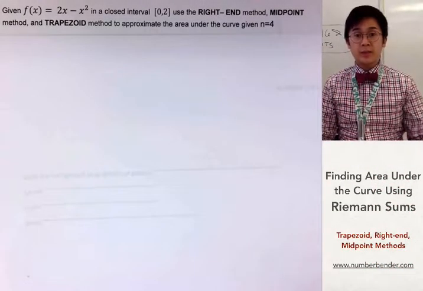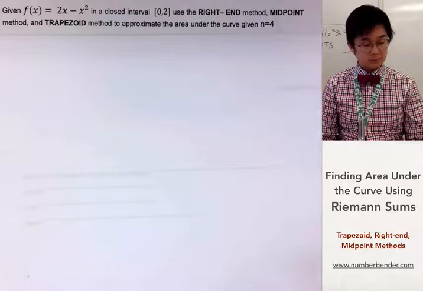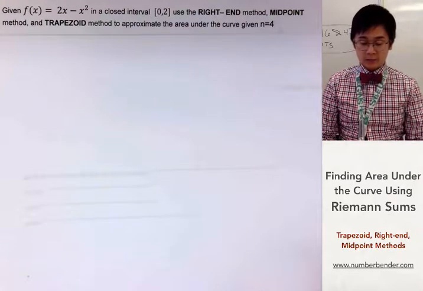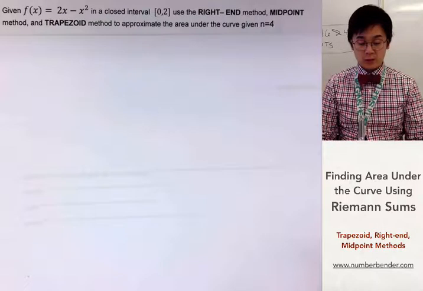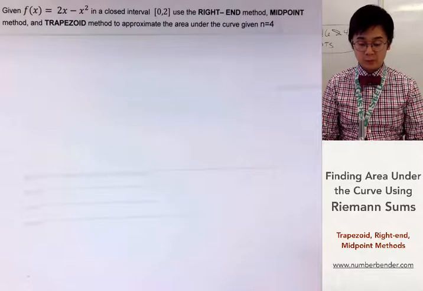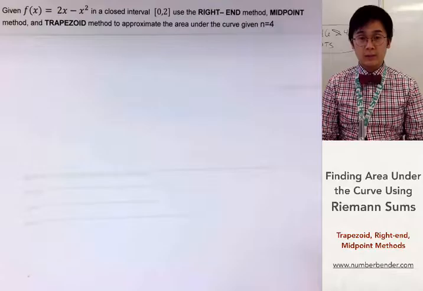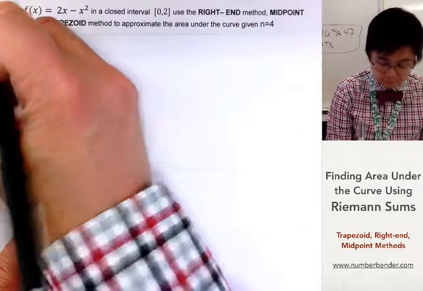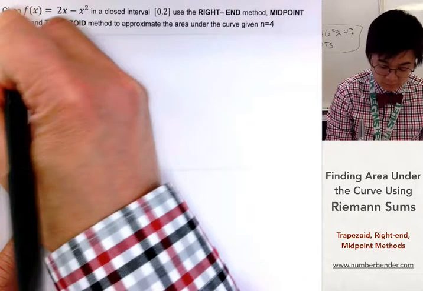Ngayon ay magsasagot naman tayo ng problem using Riemann sums at binibigay sa atin yung function ng f of x, which is 2x minus x squared. Kailangan daw natin i-approximate yung area under the curve using some rectangles. So una natin gagawin, sulat natin yung function.